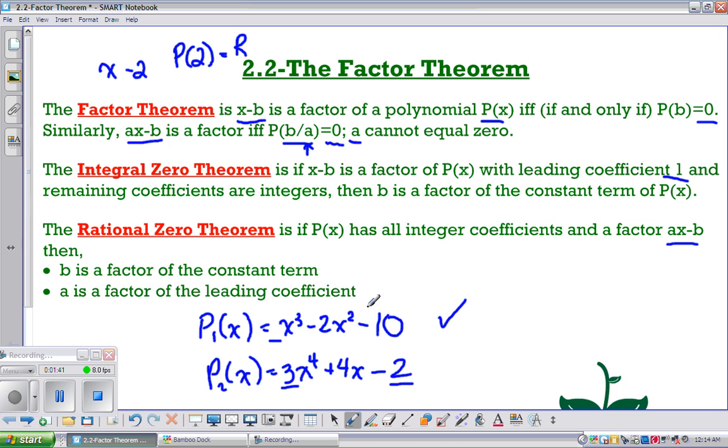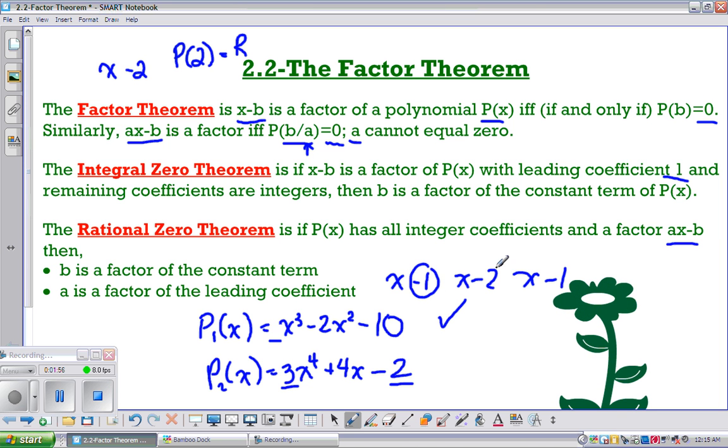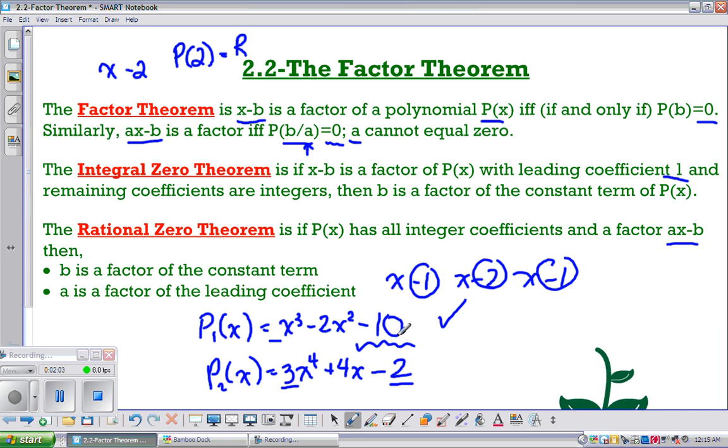If you are trying to figure out what you can factor this by, because ultimately we are trying to factor this polynomial, and you're wondering what am I going to try, x minus 1, x minus 2, x plus 1, these values that you are trying here, you can actually find from looking at your constant term. So any factors of the constant term, so plus or minus 1, plus or minus 2, plus or minus 5, plus or minus 10, any of those values are the values that you would try first when you look for that factor.